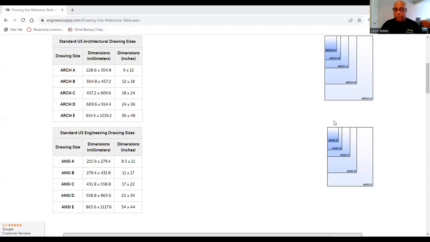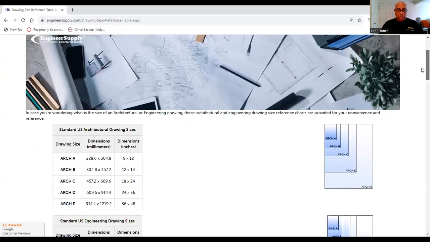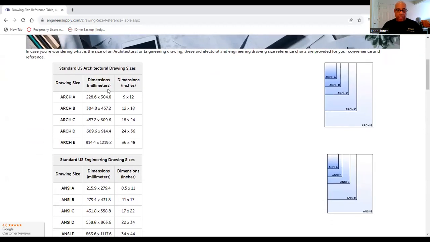Now, share my screen and get to something that's very important too. Paper sizes. Now, again, all paper sizes are standard. You must understand that because when you're printing plans, a full size of plans is going to be roughly 36 by 48 inches. Now, here's the standard US drawing sizes. Remember something: the architects and the engineers have different standard sizes.